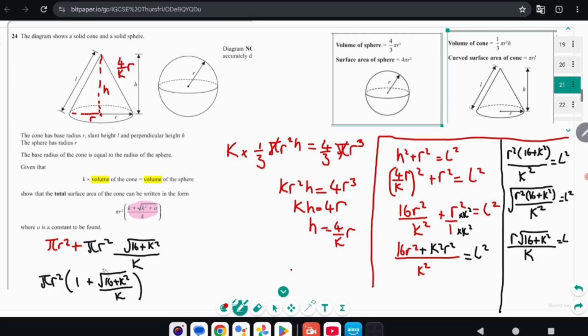If I add those terms in the bracket, so 1 is the same as 1 over 1. Want my common denominator to be k, so I'm going to times k, which gives us pi r squared. 1 times k is k. Which means that a is, well, if you just rearrange this to k squared plus 16, a is equal to 16.